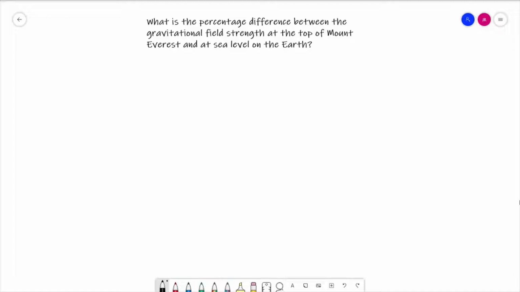So there's a question for you. What is the percentage difference between the gravitational field strength at the top of Mount Everest and at sea level on the Earth? Now, if you don't already know what the height of Mount Everest is, it is 8,849 metres. Now, obviously, as usual, pause the video, go and have a go at it, and then come back when you think you've got an answer.